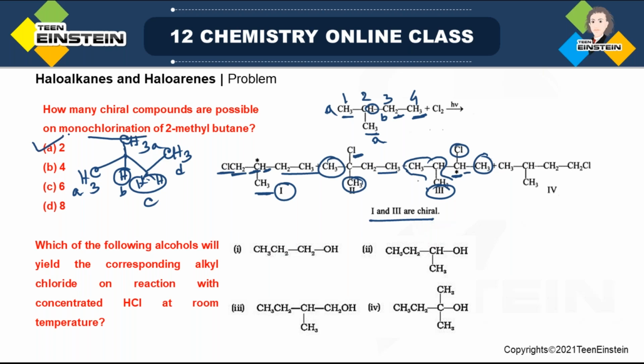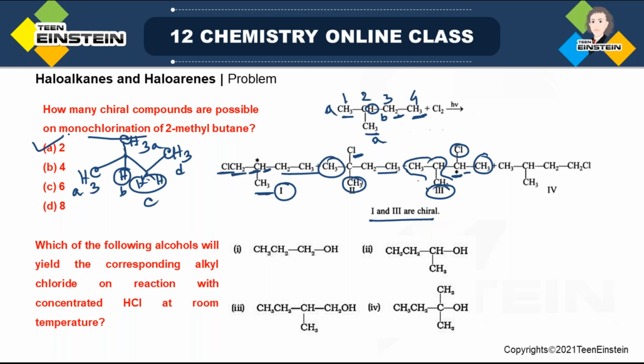Then which of these 4 alcohols? All these molecules given in options 1, 2, 3, 4, from all these alcohols you can get alkyl chloride, but the question is which will yield the corresponding alkyl chloride with concentrated HCl at room temperature. So it means that for all these alcohols it is not possible to produce the corresponding alkyl halide at room temperature, because room temperature is 25 degrees centigrade.